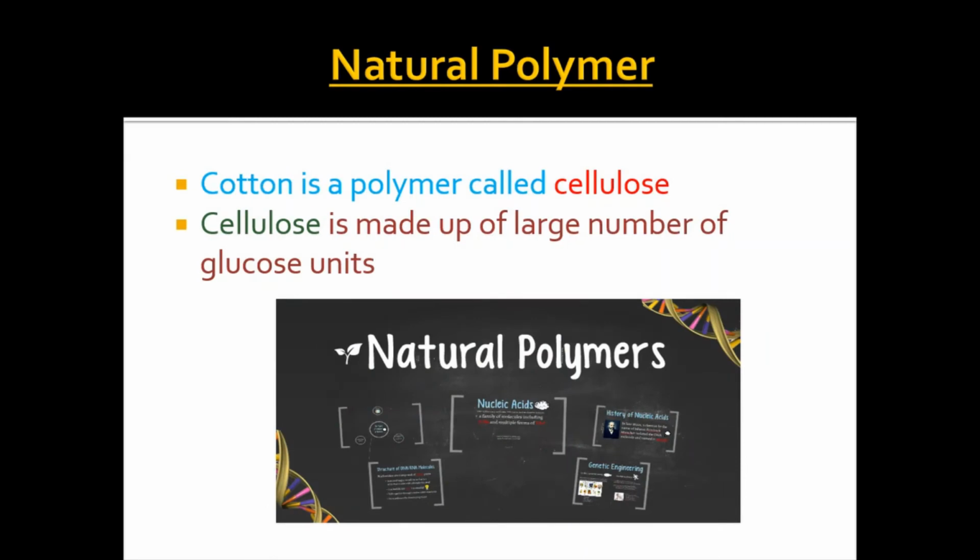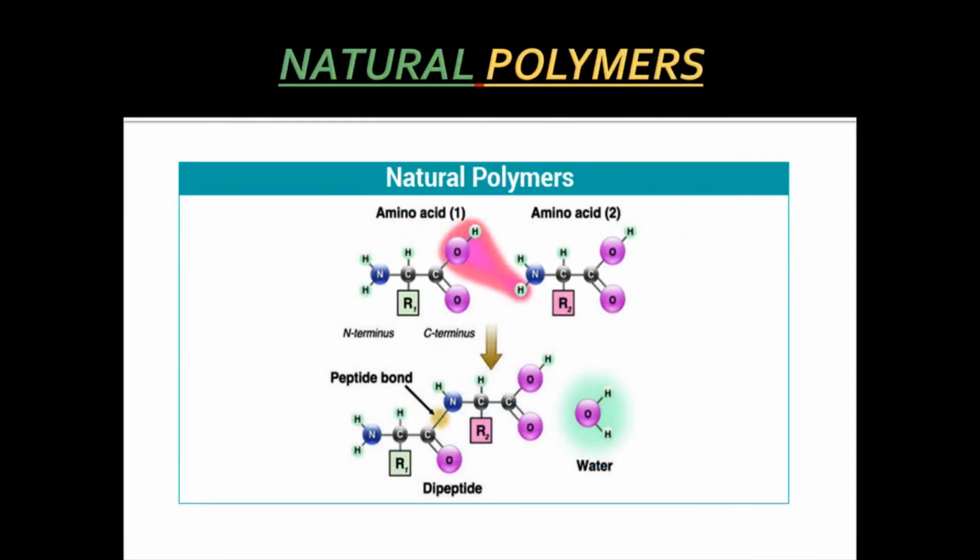What is a natural polymer? Cotton is a polymer called cellulose. Cellulose is made up of a large number of glucose units. Natural polymers. As you can see in the picture, this is an example of natural polymers.